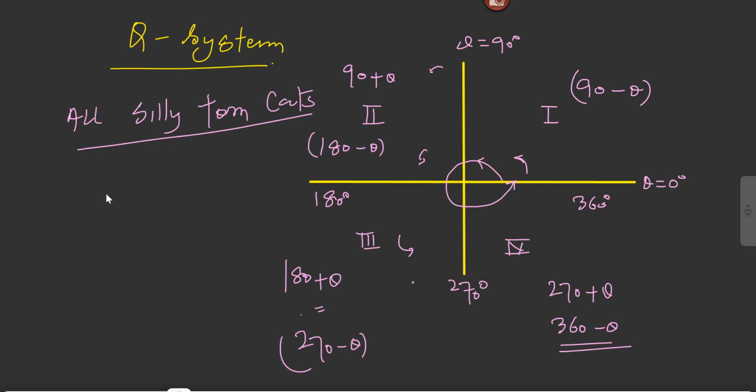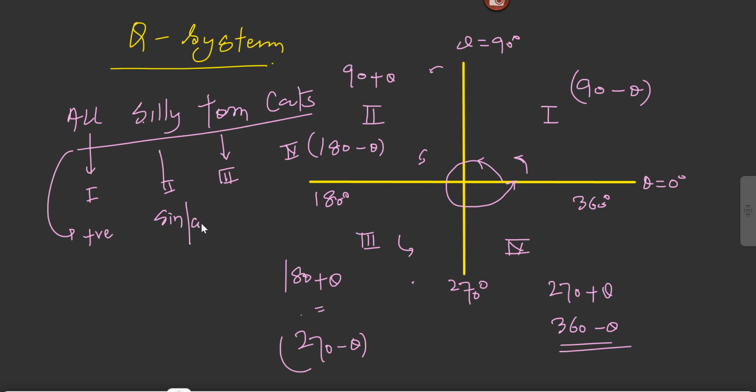What is this? All silly tomcats. All means you have first quadrant and silly means second quadrant. Tom means third quadrant and cat means fourth quadrant. Why? This way you can remember. All means all positive in first quadrant. S means sine here.